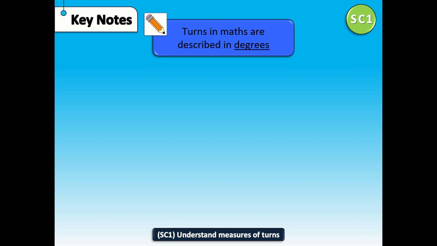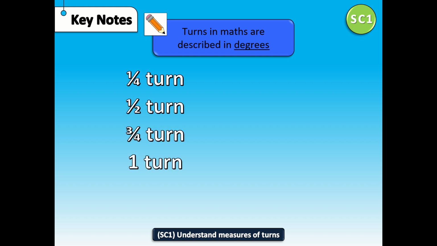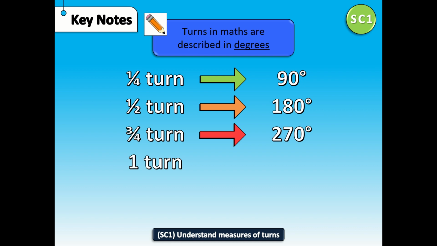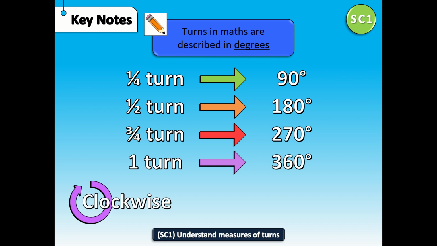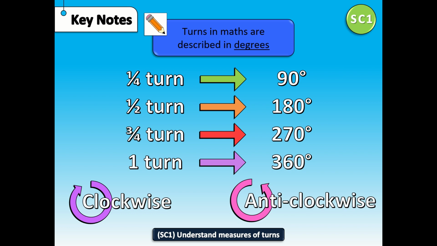So turns in maths are described in degrees. A quarter of a turn is 90 degrees. Half a turn is 180 degrees. 3/4 of a turn is 270 degrees. And a full turn is 360 degrees. We can also go in a clockwise direction, or we can turn in an anti-clockwise direction.